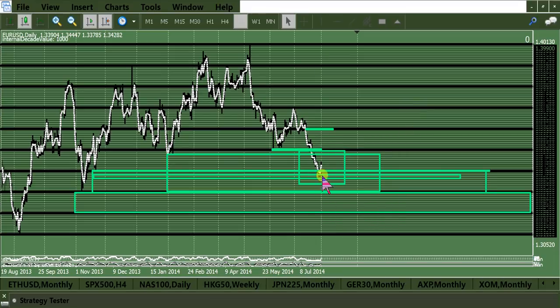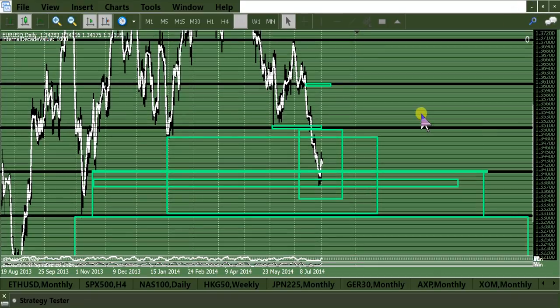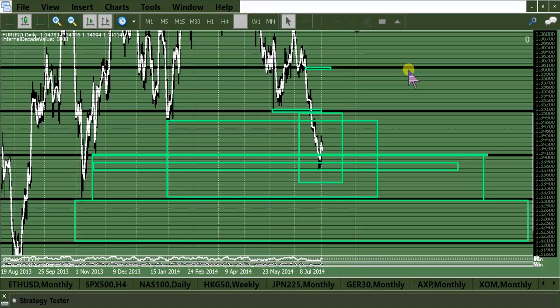Dude, we're at the 200 MA right now. Even the 100 moving average, simple moving average that simple bankers use to make simple money. You know they're buying here.